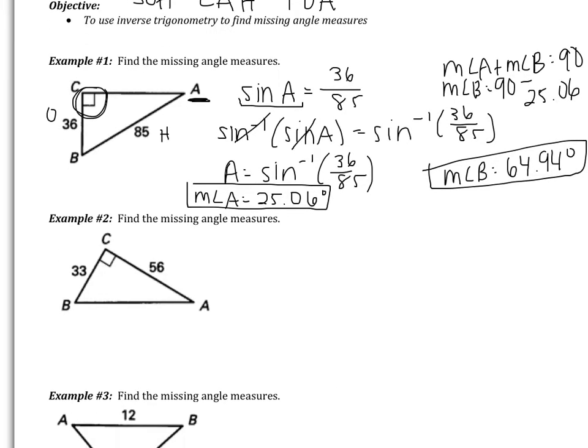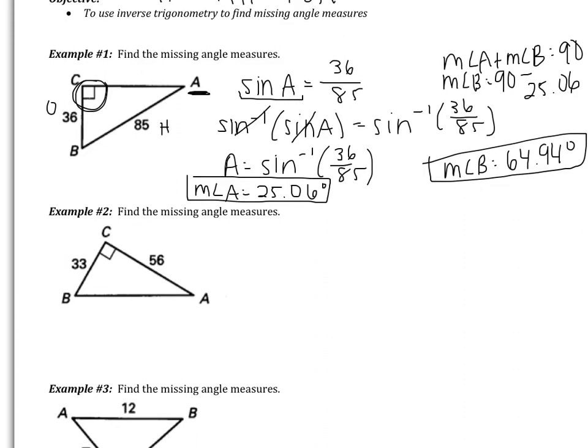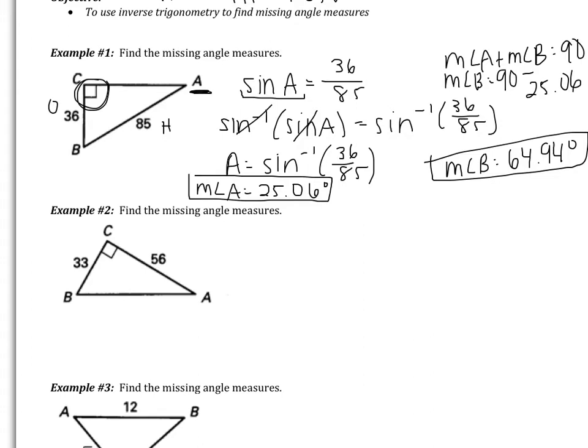So before I let you try one on your own, let's do example 2 together. Again, it says find the missing angle measures. So I'm going to start with A like I did before. I have the opposite side from A, which is 33, and I have the adjacent side. This side right here would be the hypotenuse, but I don't have that. So I need to think what ratio uses opposite and adjacent. Well, that's going to be TOA, it's going to be tangent. So I have the tangent of angle A is equal to 33 over 56.